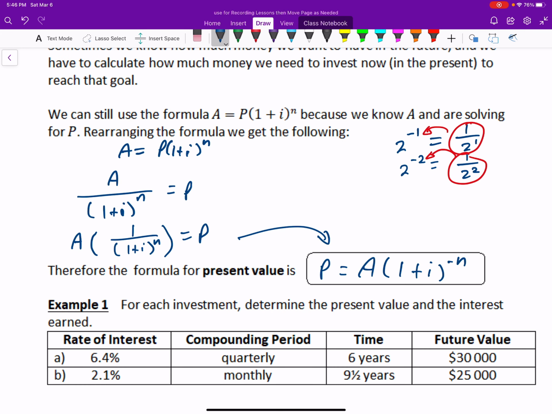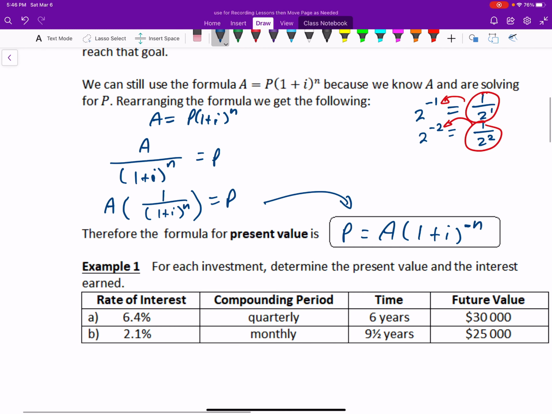In the end, all you really need to know is that P and A have switched places, and there's now a negative sign in front of n, which is the exponent. That negative exponent is what's going to let us work backwards to get a smaller amount of money. Obviously, compound interest causes money to grow. So just for argument's sake, say I want to have $100,000 five years from now. I'm going to have to invest some money now so that it grows to $100,000 in 5 years.